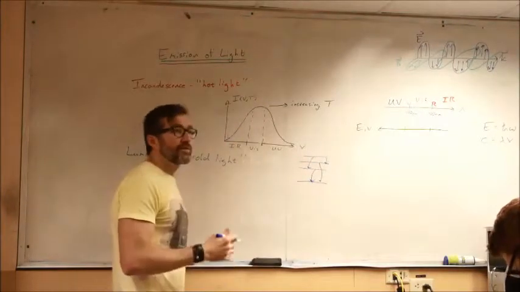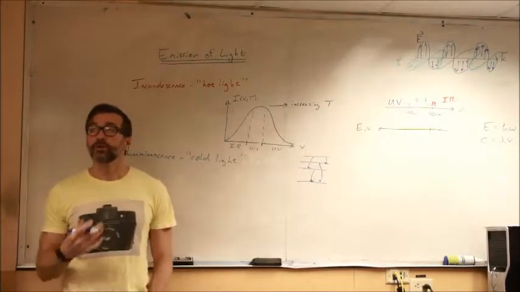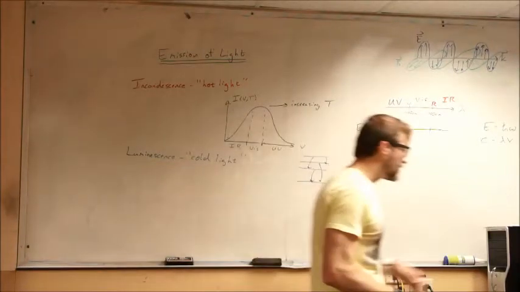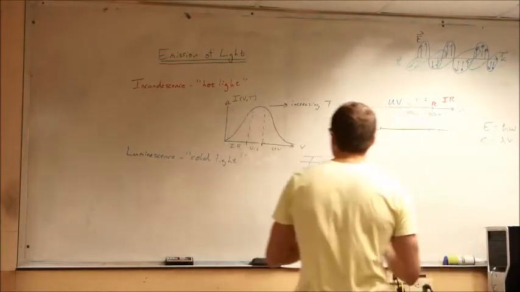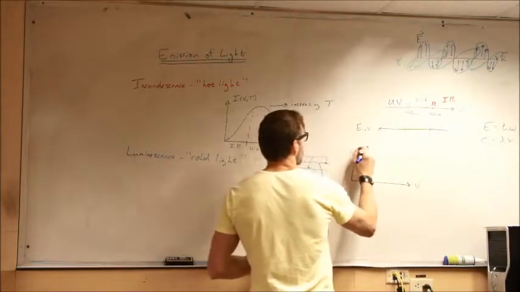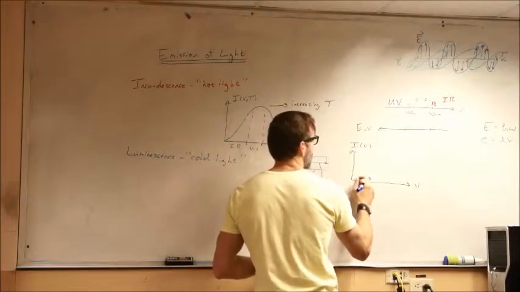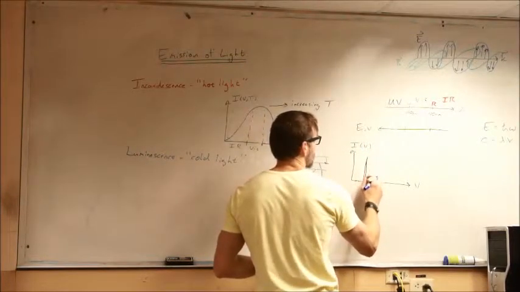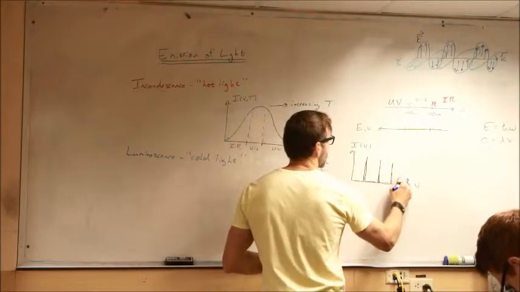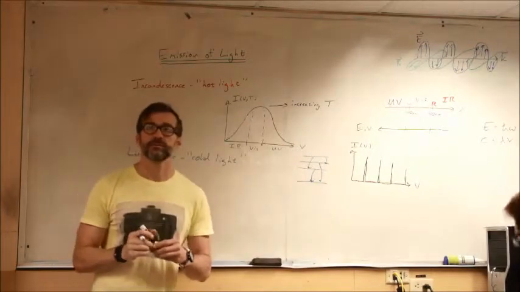That means that the photons that come out from a luminescent source only come out with a discrete set of frequencies. So if we plotted the intensity of a luminescent source versus frequency, what we would expect to find are these sort of spikes at the frequencies associated with the photons jumping between the energy levels of the luminescent source. Okay?